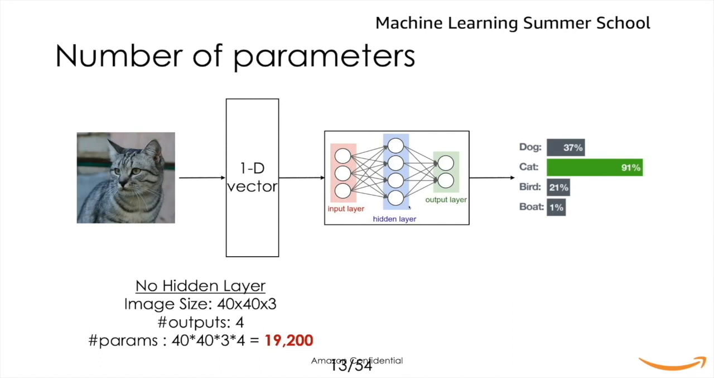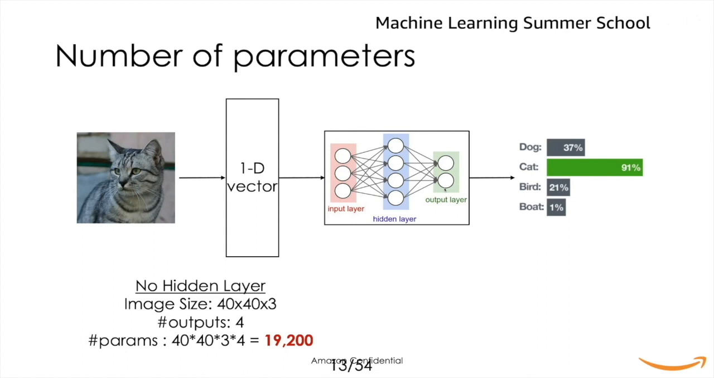Now let's look at the number of parameters required to do this. So let's consider a small image, an image of 40 cross 40 cross 3, where 3 is the number of channels. And you're classifying it into just 4 classes, so your number of outputs is 4. And you don't have a hidden layer, so you just have an input layer directly connected to the output layer.